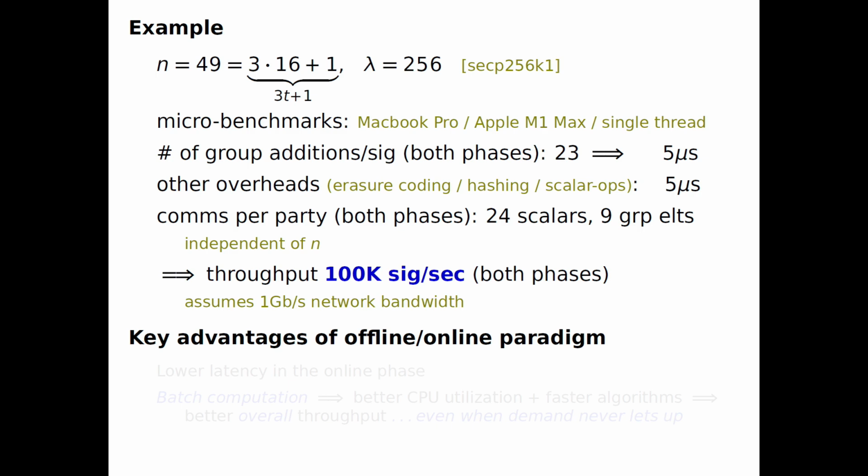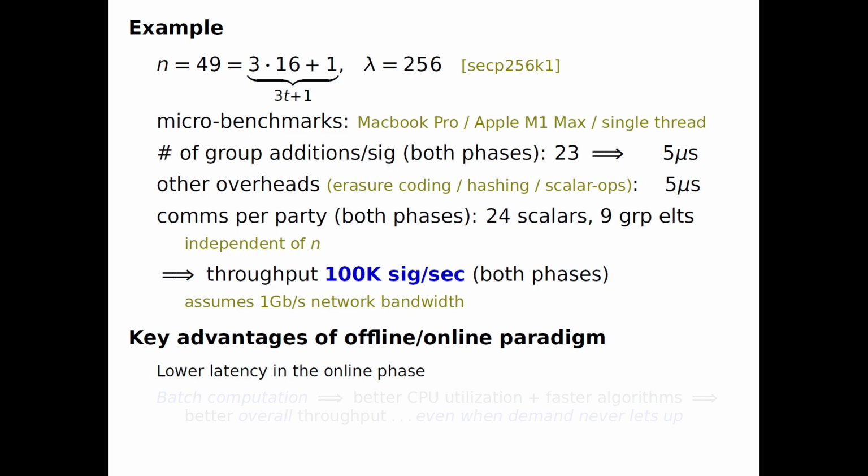Okay, maybe, but that doesn't help you with throughput, right? It helps when demand is high, because you can spit out signatures quickly, but that doesn't help with throughput at all. And it doesn't help when you're running a global service that's in demand 24/7. But the offline-online paradigm is more powerful than that.